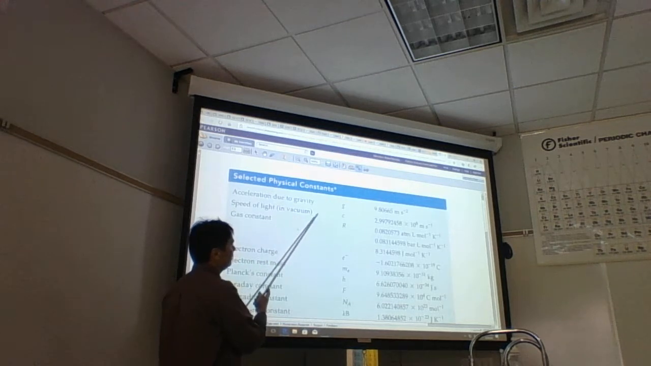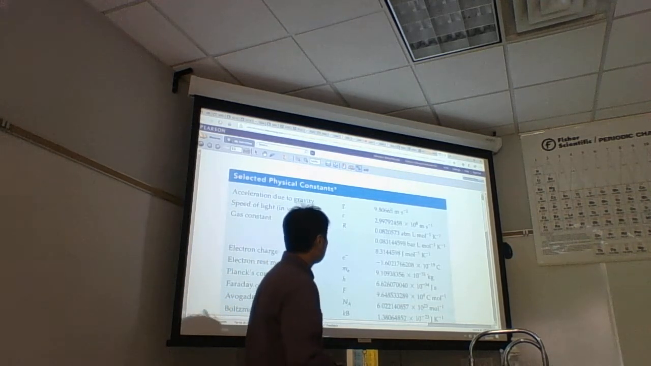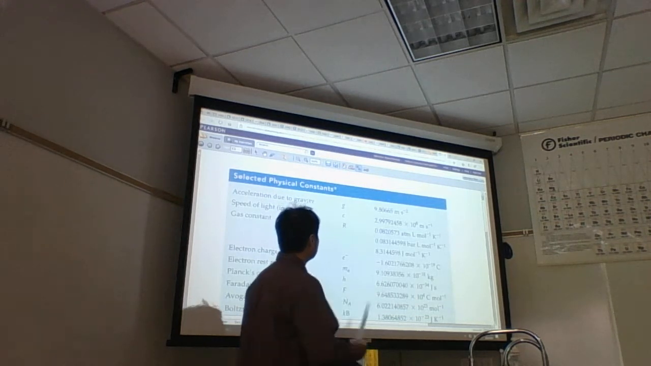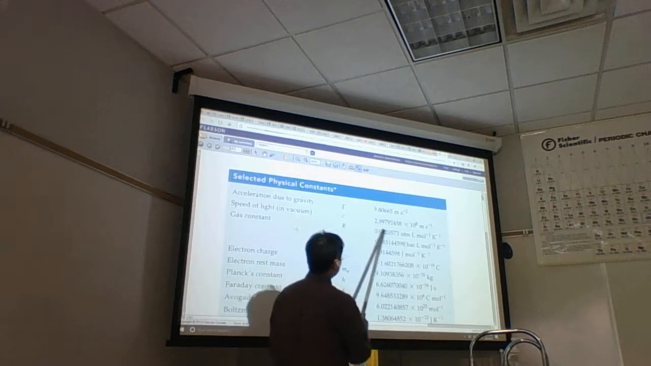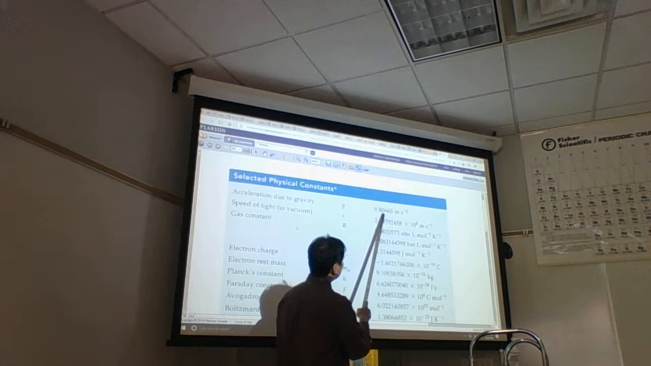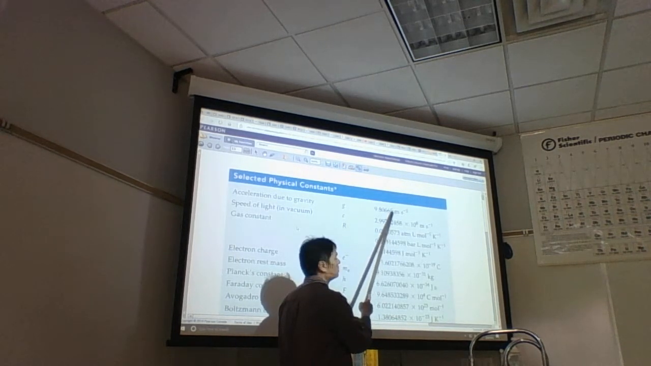Acceleration due to gravity. So this is kind of like the gravitational pull. The units are G. The 1G is equivalent to 9.80665 meters per second squared. This is how we read that.